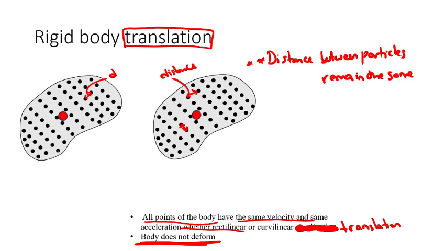So what it means is that this point here, if it has a velocity of 5 meters per second, and this one also has a velocity of 5 meters per second, this one 5 meters per second, and this one 5 meters per second. So any point here and any point here has the same velocity and acceleration. This is what we mean by rigid body translation. The whole body moves as one part.